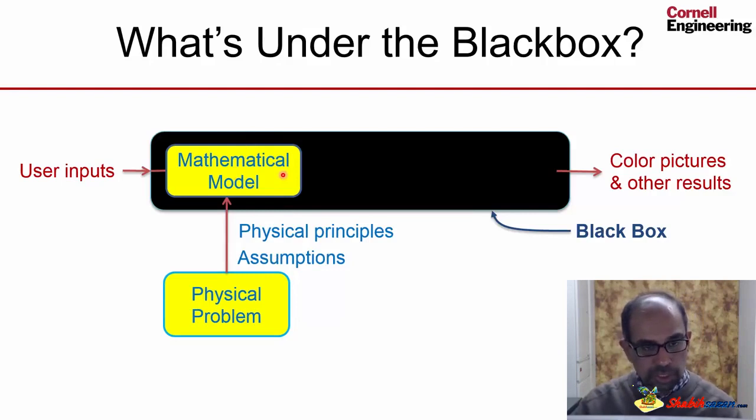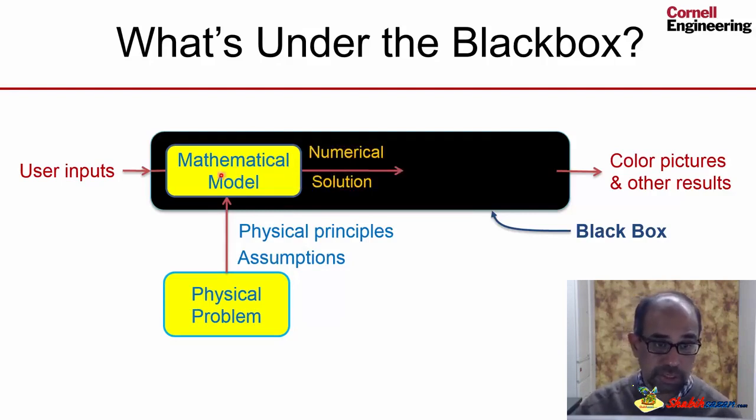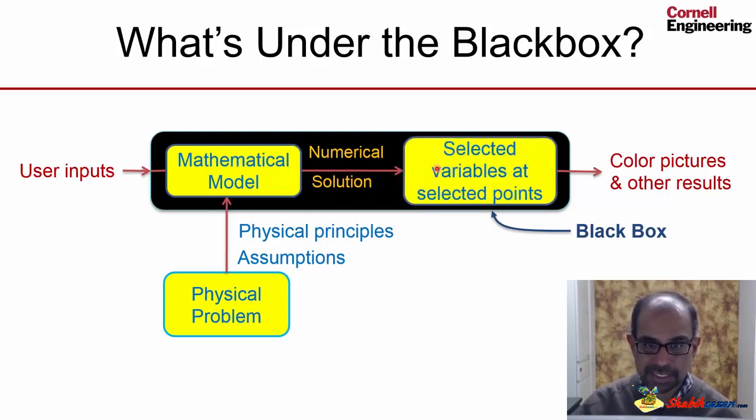And then the tool will obtain a numerical solution to that mathematical model and get selected variables at selected points. It's not going to calculate all the variables directly, it's going to calculate selected variables. In a solid mechanics simulation, it'll be displacements. In a fluid mechanics simulation, it could be pressure and velocity, etc. And we'll look at that later.